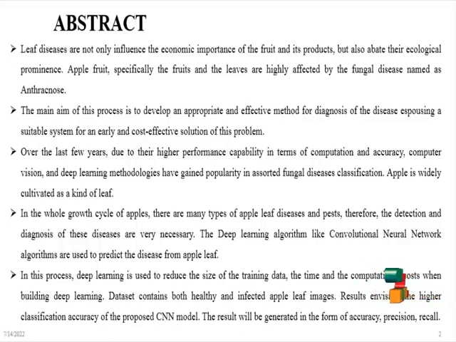The deep learning algorithm, a convolutional neural network algorithm, is used to predict the disease from the apple leaf. In this process, deep learning is used to reduce the size of the training data, the time and the computational cost when building deep learning models. The data set contains both healthy and infected apple leaf images. Results envisage a higher classification accuracy of the proposed CNN model. The result will be generated in the form of accuracy, precision, recall and F1 score.